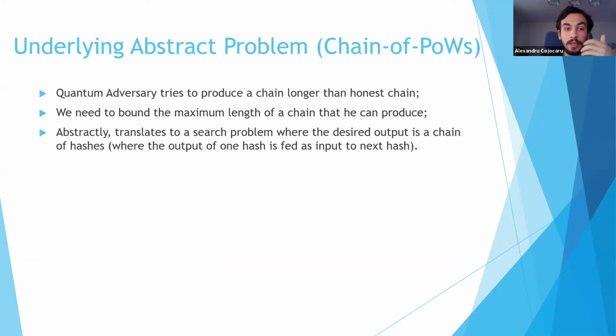So let's see what is the underlying abstract problem that the adversary is trying to solve. So essentially, the quantum adversary is trying to produce a chain which is longer than the honest chain. And to analyze this, we need to bound what is the maximum length of the chain that he can produce. So abstractly, this would translate to a search problem where the output represents a chain of hashes. So essentially, the output of one hash is fed as the input to the next hash.